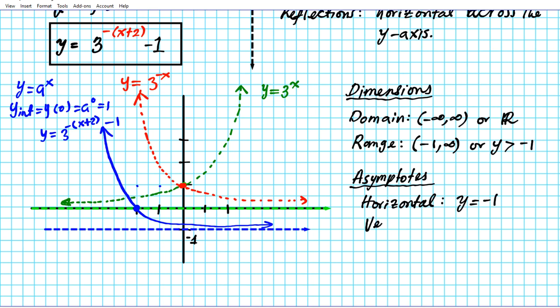How about our vertical asymptote? Remember, our vertical asymptote is the same thing as our infinite discontinuities. This function is defined for all x values. You do not have any kind of discontinuities happening here. So this graph is continuous and hence has no vertical asymptotes or infinite discontinuities. Alright, let's proceed to find the intercepts.